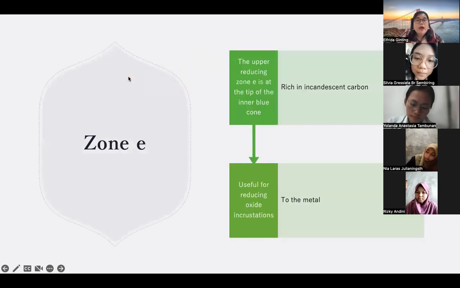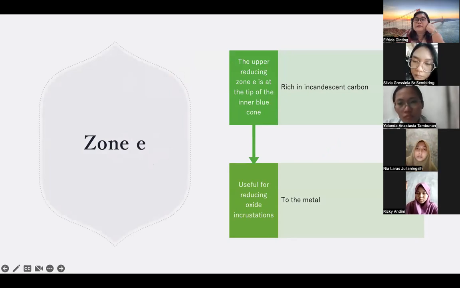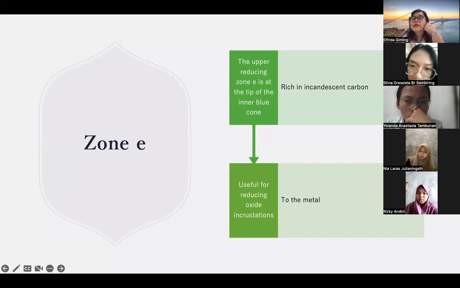Now, next we have zone E. Zone E here, I put a small picture here. Zone E is this one, right? We call the lower one the lower reducing zone, and zone E we call the upper reducing zone. Upper reducing zone.